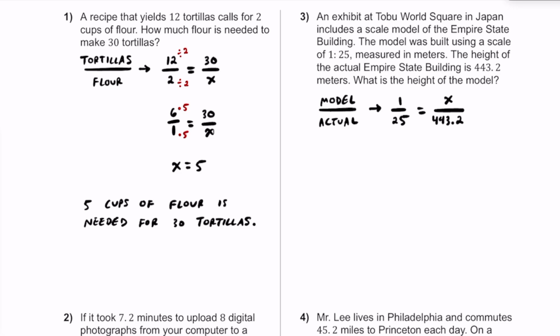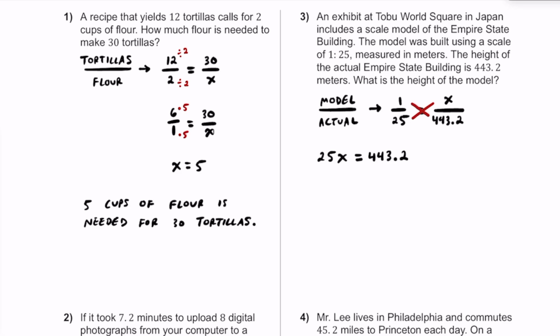All right, I can't think of a great way to solve this one besides maybe using cross products, just because this 443 2/10 is not the nicest number. So I'm going to write the cross products. If we multiply 25 times x, that's going to be 25x. And if we multiply 443 2/10 by 1, we can use the identity property and write 443 2/10.